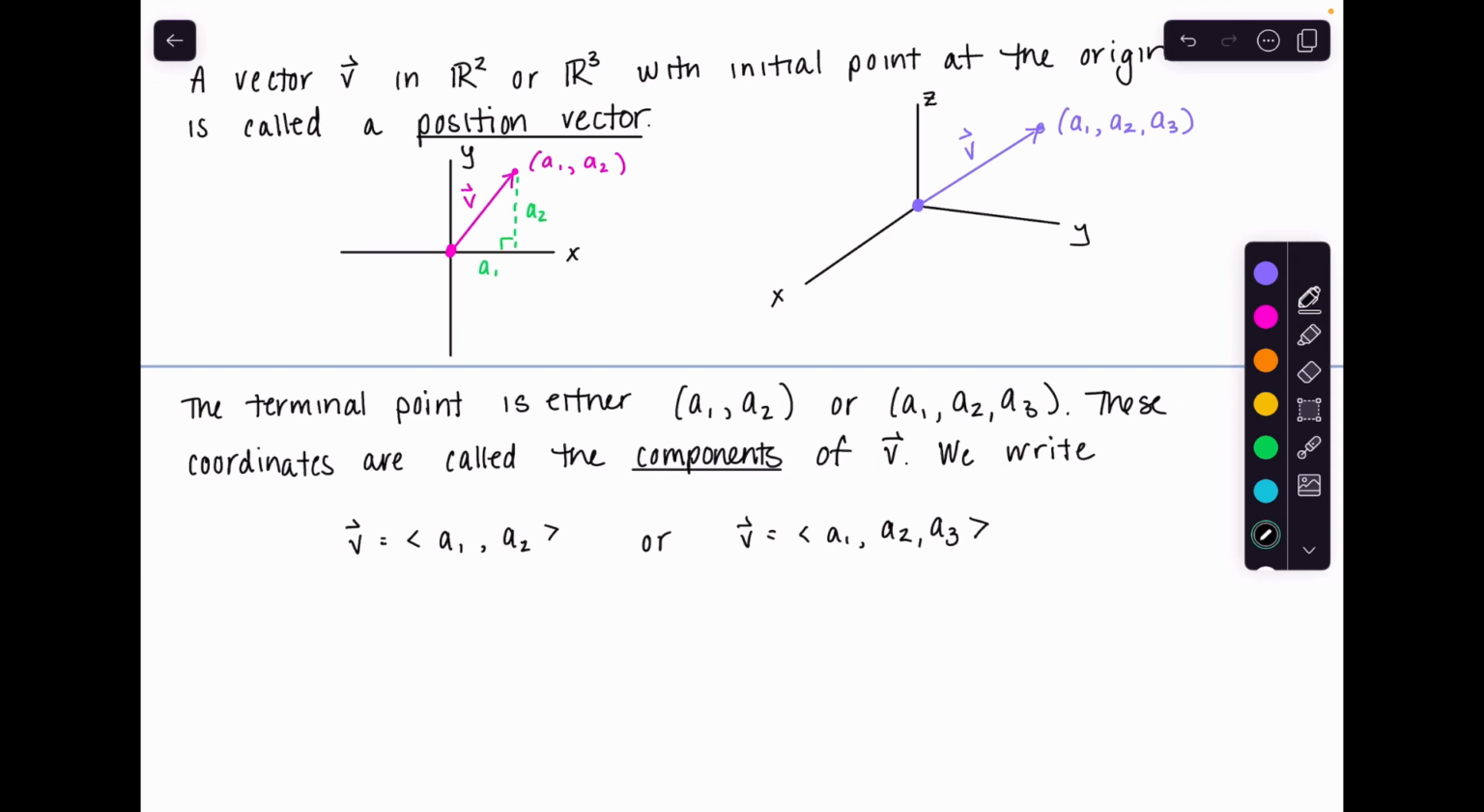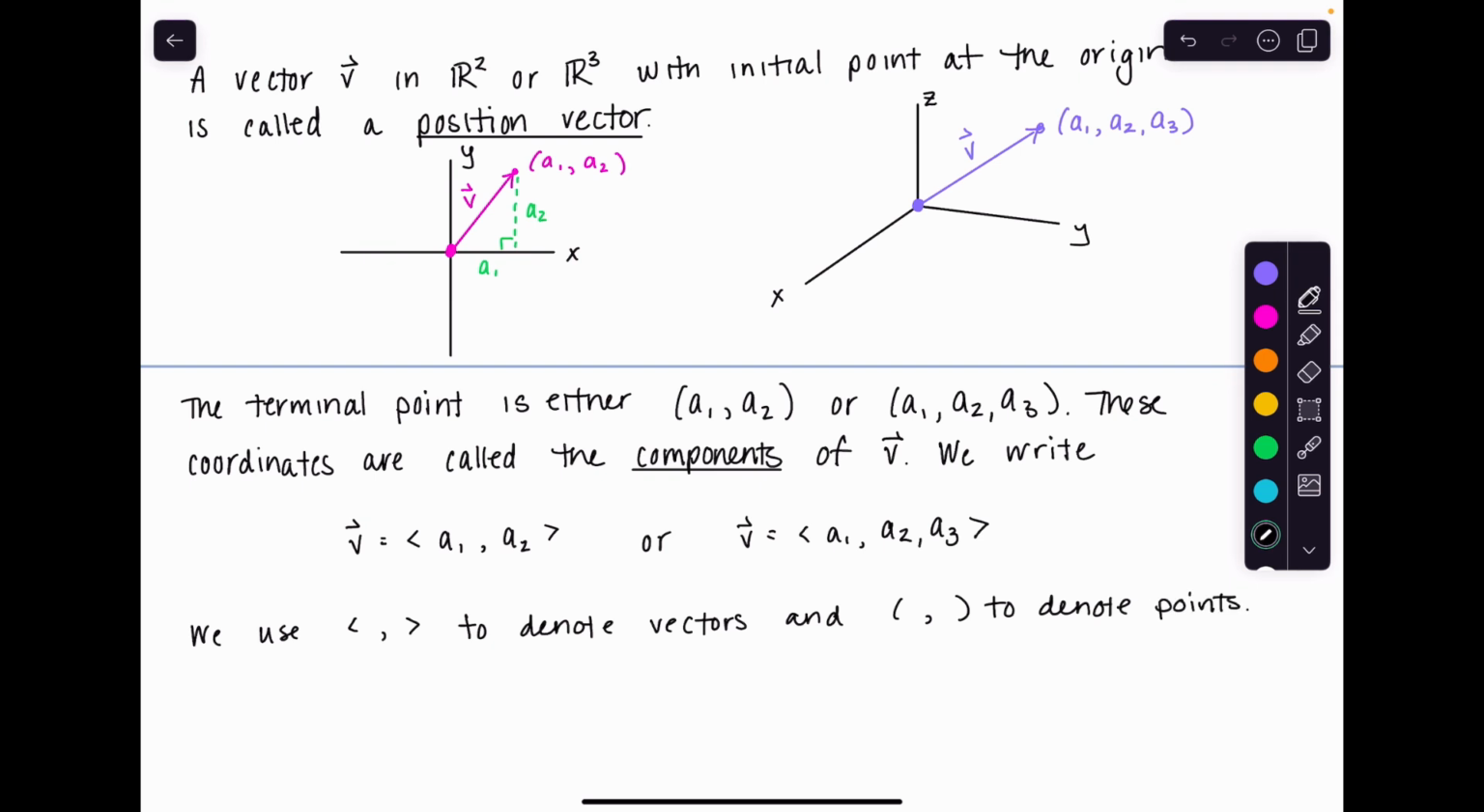When you're talking about a vector, you have to use these particular brackets. If you're talking about a specific point, that's when we use parentheses. So you want to be really cautious with that. We're always going to use these angular brackets to denote a vector, and we're always going to use parentheses to denote a point. So be very conscientious of that.